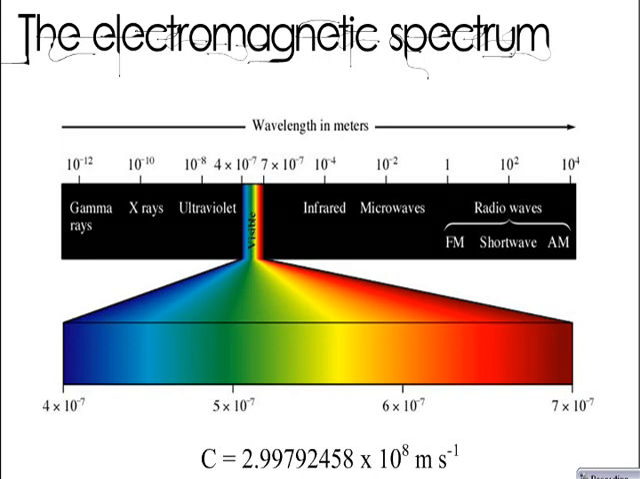So if velocity is wavelength times frequency, and all electromagnetic radiation has the same speed, the speed of light, when you have a high wavelength, you have a low frequency. When you have a low frequency, you have a high wavelength. They're inversely proportional to one another because they equal a constant.